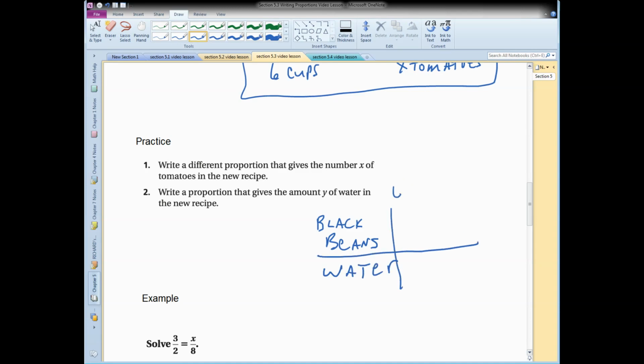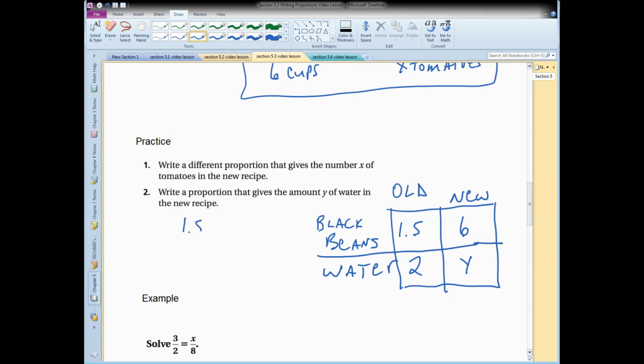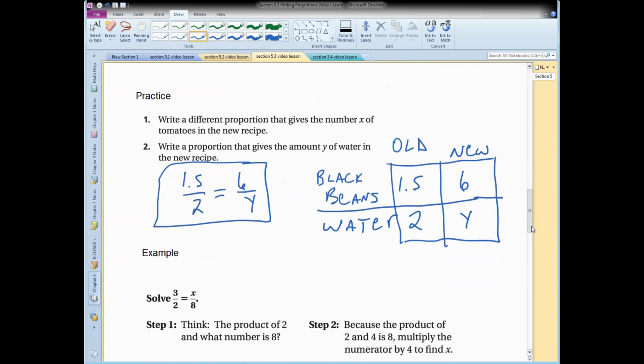And again, I'm comparing the old recipe with the new recipe. All right. In the old recipe, I needed 1.5 cups of black beans. In the new one, I'm going to have 6. For water, I had 2 cups. And then here would be Y. Can I write a proportion? Yes, I like that column method. So it'd be 1.5 over 2 equals 6 over Y. And then we're going to learn how to figure out what Y is. Some of you probably can figure that out already.